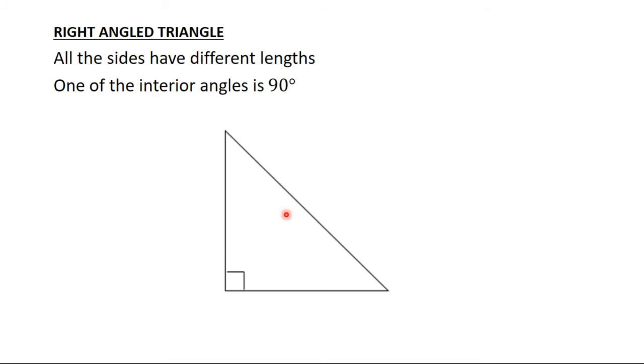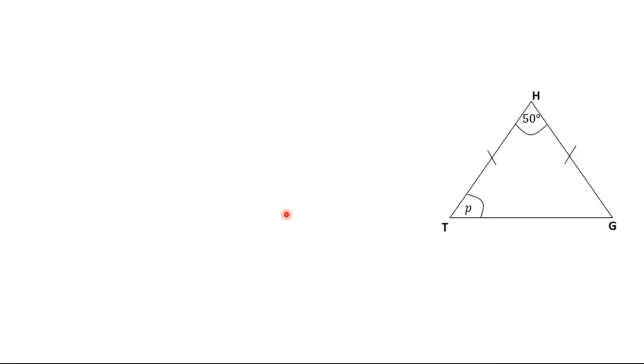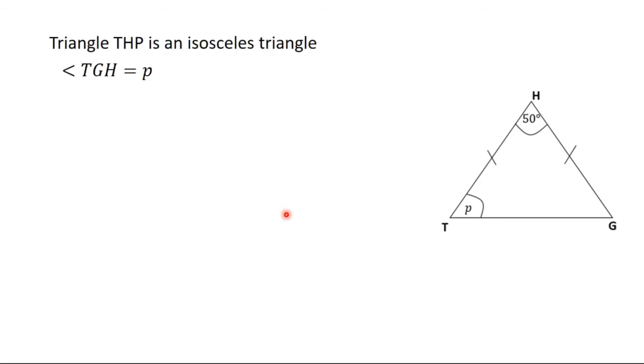Now let's use these properties that we've learned about triangles to solve some questions. Let's pick the first question. We are being told to find the value of the letter in the following diagrams, and we have been given our first diagram. So straight away, looking at this diagram, we can see that triangle THG is an isosceles triangle. The reason being that there's one line here and one line here, showing that the length of this side and the length of that side are the same. One thing that we've learned about isosceles triangles is that if two sides are the same, then the angles formed at the base of these two sides are also the same.